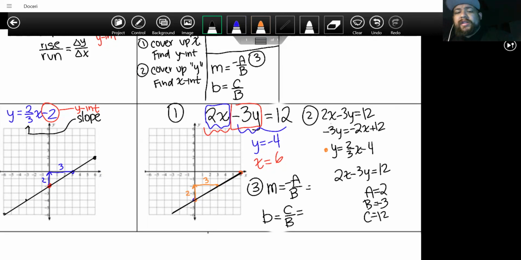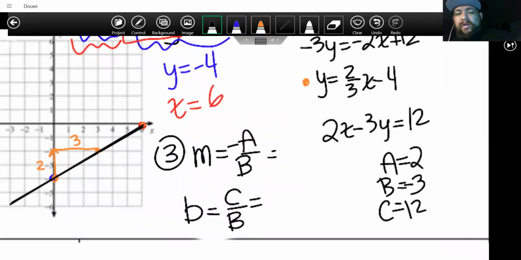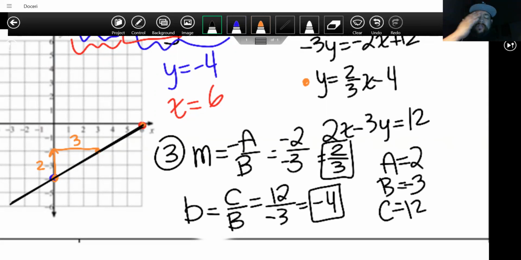So if we were to plug these values in, let's zoom in on this one. We're going to get negative 2, that represents our A. Our B happens to be negative 3. So our slope in this case will be 2/3. So that's one of our key things. And then the y-intercept, our C is 12 and our B is negative 3, which gives us negative 4. Whatever method works for you, we'll review this on Friday. I'll ask you guys the same kind of questions.